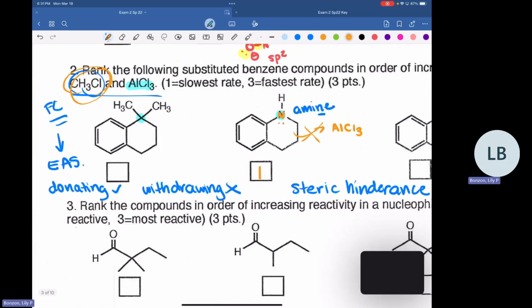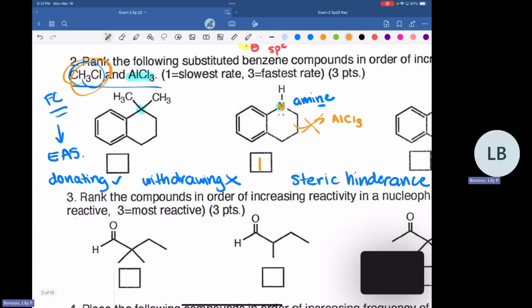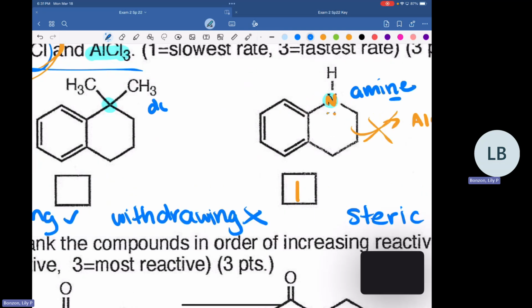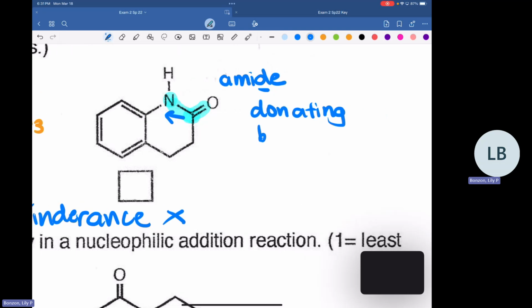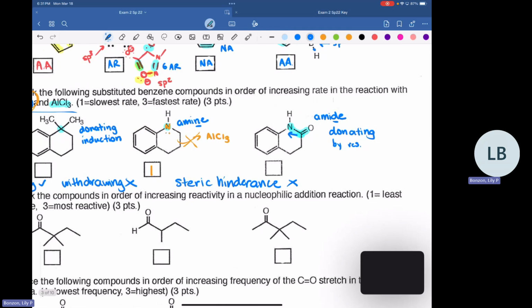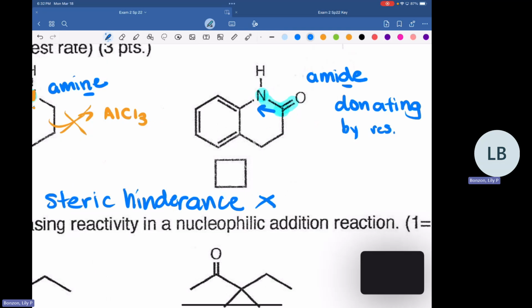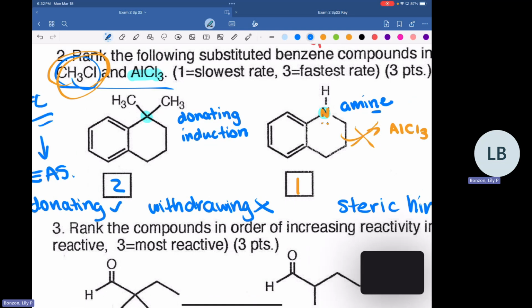And then between the left and the right, we just have to compare the donating factors. So over here on the left, we have a couple of methyls. These are going to be donating, but only by induction. There's no resonance or anything going on. Whereas over here on the right, this amide is going to be donating by resonance. We had a lot of practice with this last test. Donating by resonance is going to be a lot stronger donation. So this structure on the right is going to be our fastest rate, whereas this one over here on the left is going to be in the middle.